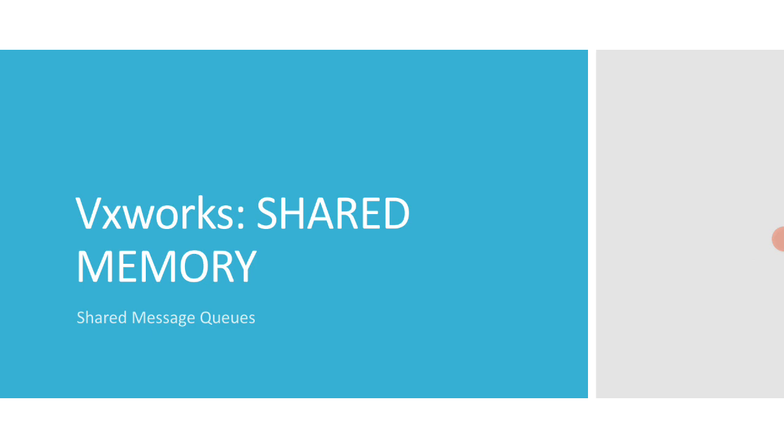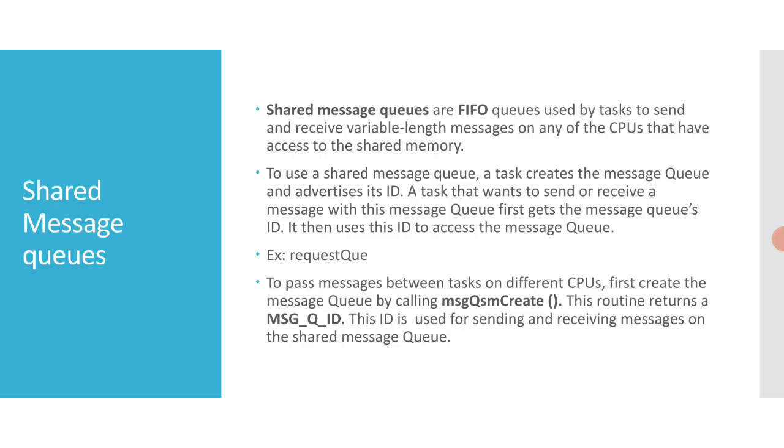Let's straight away enter into the shared message queues. Shared message queues are FIFO queues used by tasks to send and receive variable length messages on any of the CPUs that have access to the shared memory. They can be used either to synchronize tasks or to exchange data between tasks running on different CPUs.